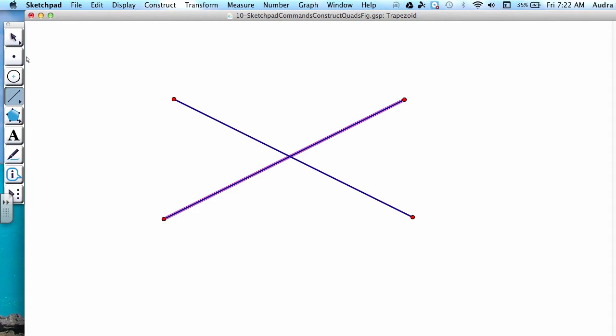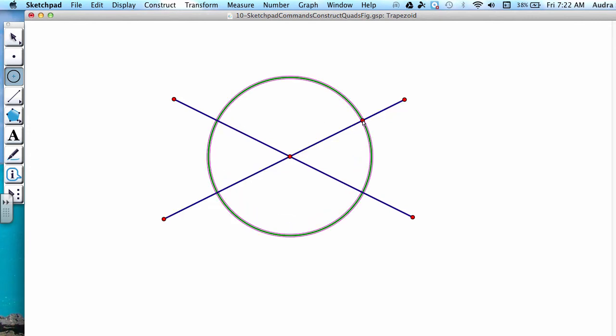Next, select the point tool, which is the second button down, and construct a point where the two segments intersect. Then select the compass or circle tool, which is the third button down, and construct a circle starting at the intersection point and extending to any point on one of the line segments. So it's your choice how big or small it is. I'll go big this time.